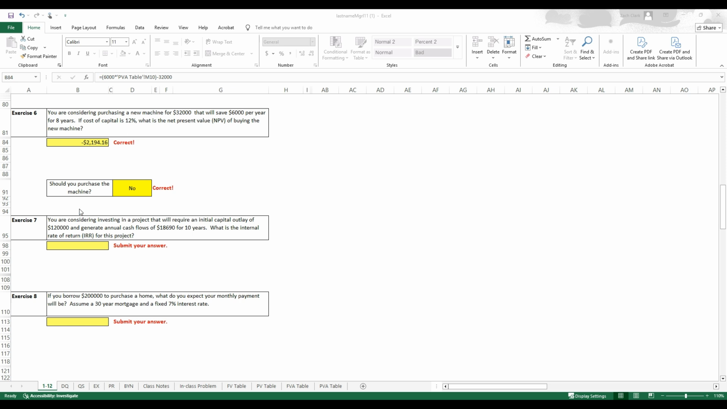Okay, exercise number 7 says you are considering investing in a project that will require an initial capital outlay of $120,000, and it will generate annual cash flows of $18,690 for 10 years. And we want to figure out what the internal rate of return is on basically this initial investment, or capital outlay, essentially.